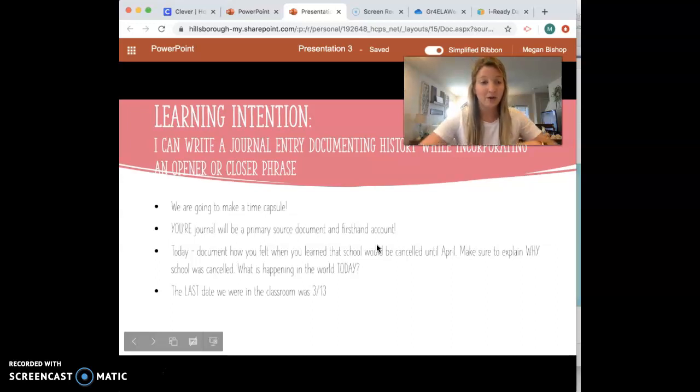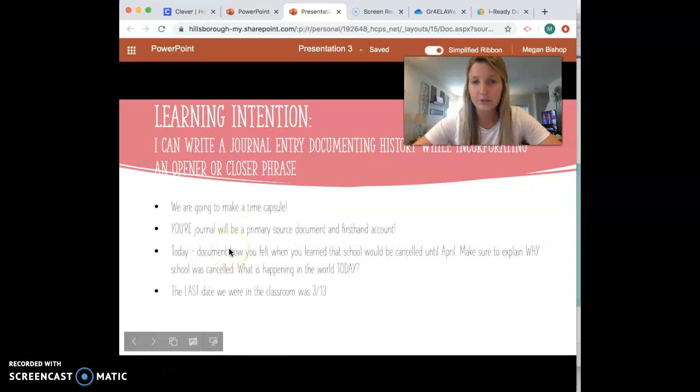So our learning intention today is I can write a journal entry documenting history while incorporating an opener or closer phrase. I'm going to show you an example of that in a moment. We had worked so much with opener and closer phrases. All right, so we are going to make our own time capsule.